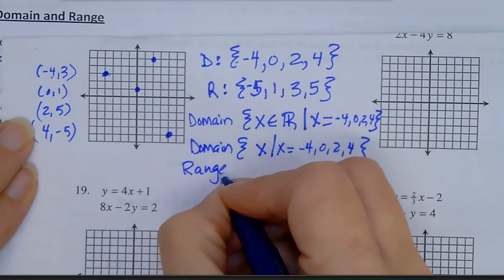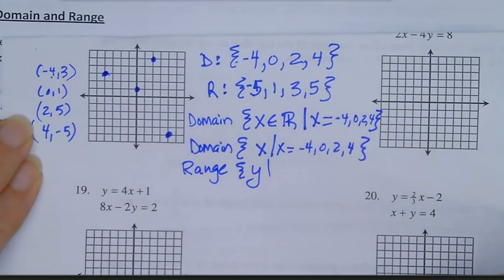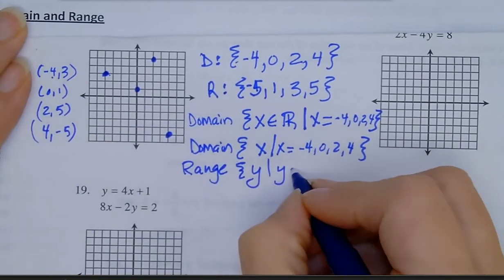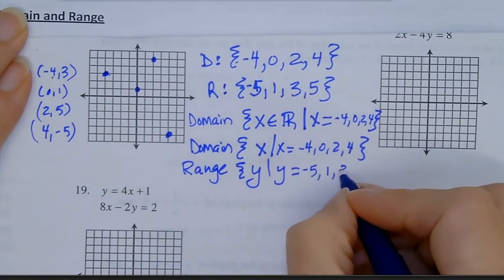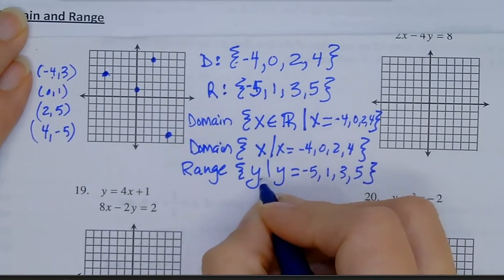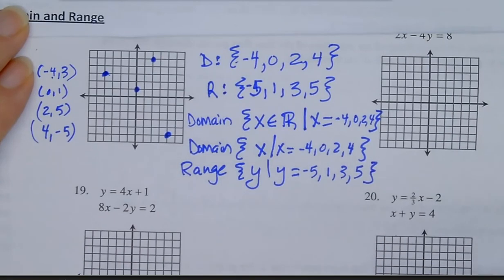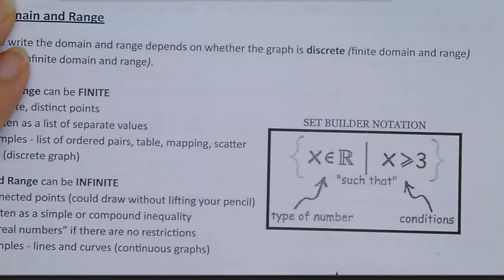So I'm going to think about my range here, and it's going to be y such that y can equal any of these numbers. So I'm going to say y equals -5, or 1, or 3, or 5. Okay, it's that set of numbers. Notice that I didn't even say y is an element of the real number system, but it is, because that's what we're talking about in this class. All right, again, these are discrete points, specific points that I can see.